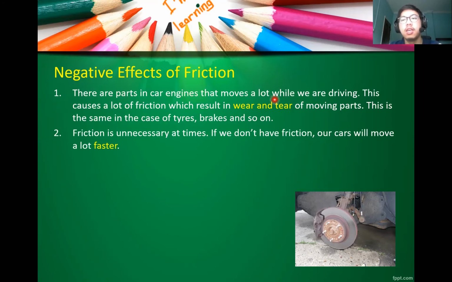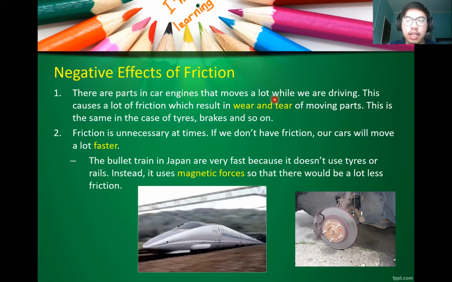So especially in times where we want to move fast, we have to overcome friction. So in other words, we have to minimize friction if we want to move fast. An example where you minimize friction in order to move fast is the bullet train in Japan. So this type of train is very fast. It doesn't use tires or rails. Instead, it uses magnetic forces so that there will be a lot less friction.